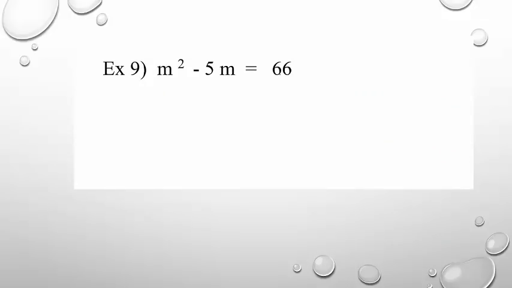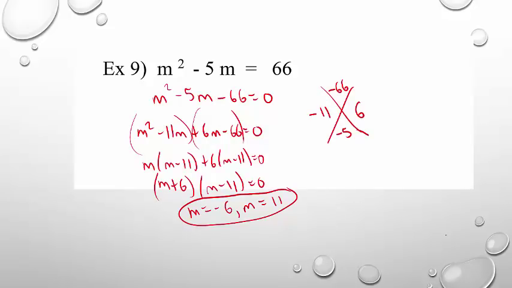You can try the last one on your own. It's basically the same as the problem I just did before, and then check your answer with mine. When I worked this out, I ended up getting m plus 6 times m minus 11, therefore making my answers negative 6 or positive 11. So we have to take both answers because both of them make this equation true. So just remind yourself, if my degree is 2, I should usually get 2 answers about 90% of the time.